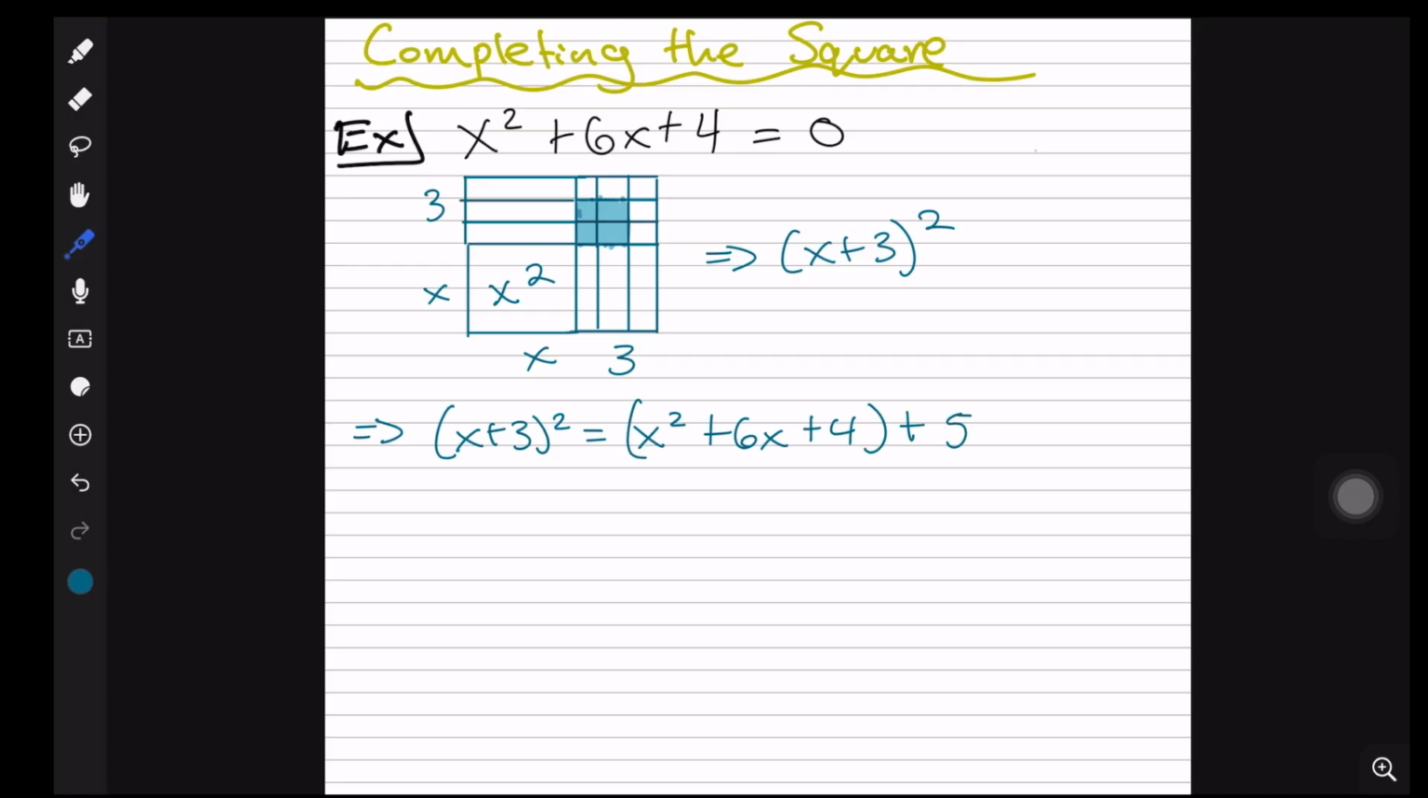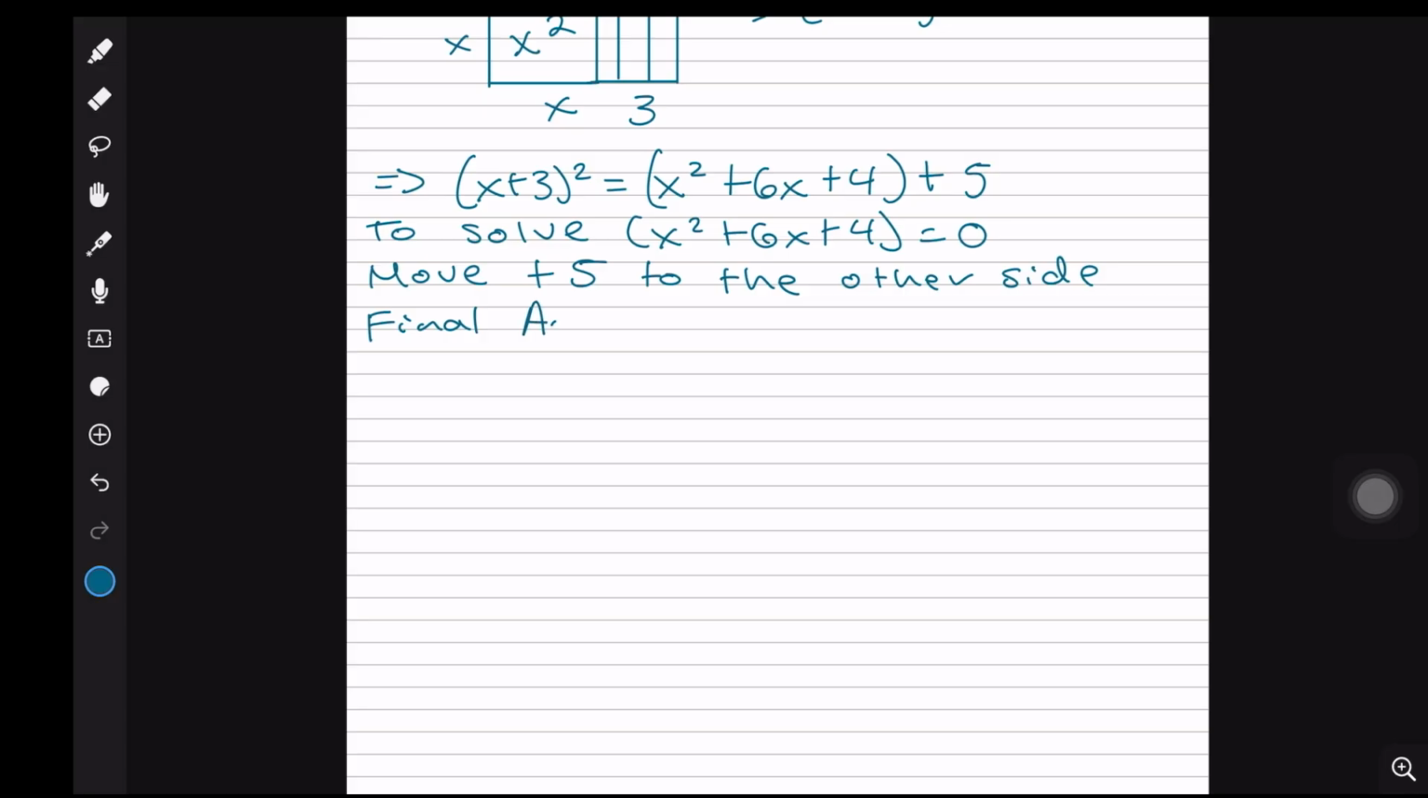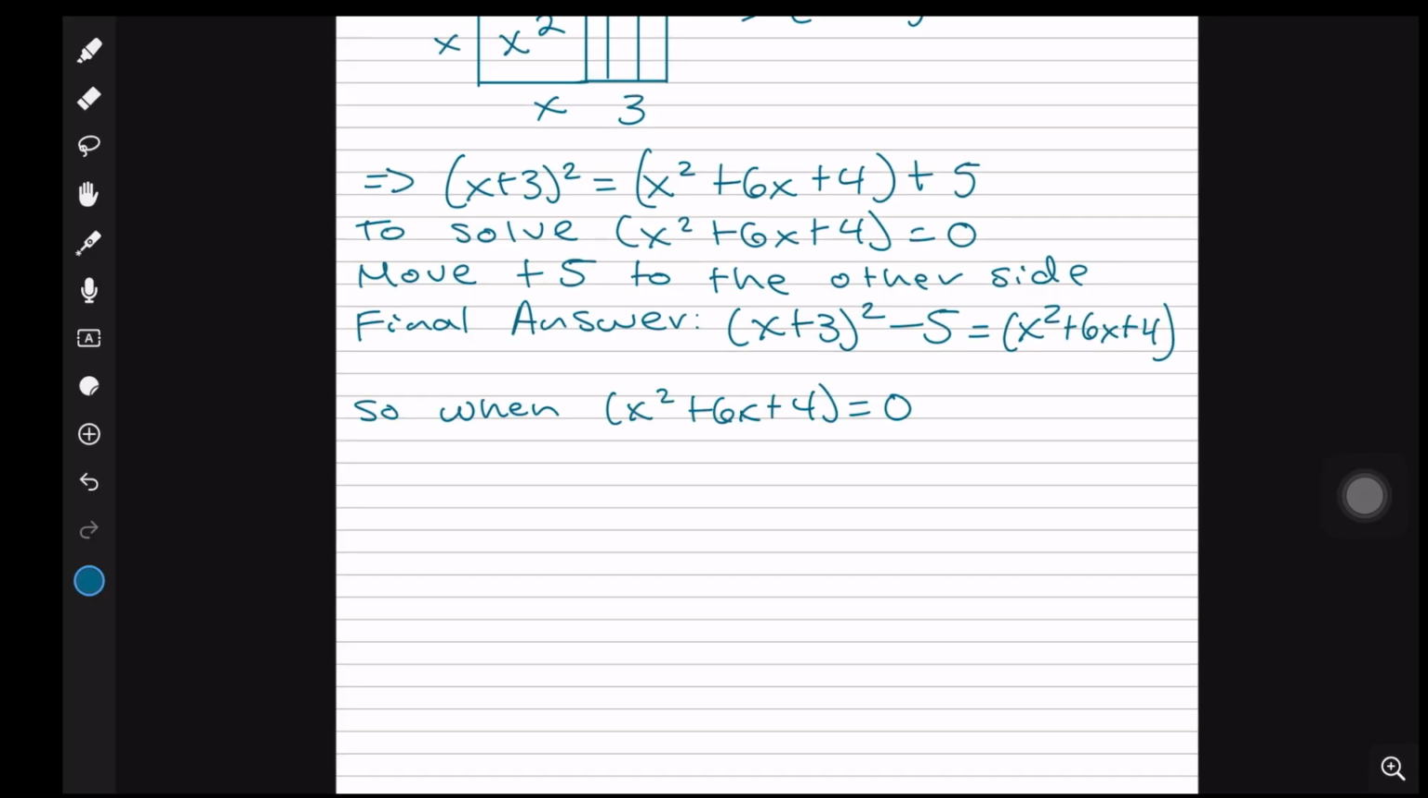And now what we want to do is solve for x squared plus 6x plus 4 equals 0. So we have to move 5 to the other side. And when we move 5 to the other side, we end up with x plus 3 squared minus 5, and that's going to be equal to x squared plus 6x plus 4. And that's how you complete the square. So when x squared plus 6x plus 4 equals 0, we have x plus 3 squared minus 5 equals 0. And that's your final answer.